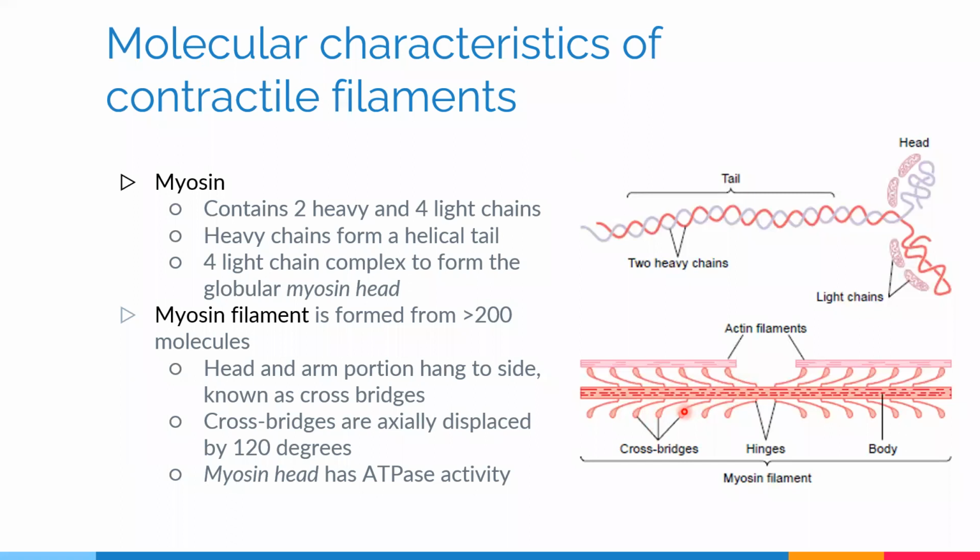The cross bridges are axially displaced by 120 degrees. Axial displacement by 120 degrees means that if we see the myofibril from this end, we will see that the cross bridges are arranged in a spiral-like manner. That is, they are present 360 degrees all around the myofibril. Further, the myosin head that we are seeing right here has ATPase activity.